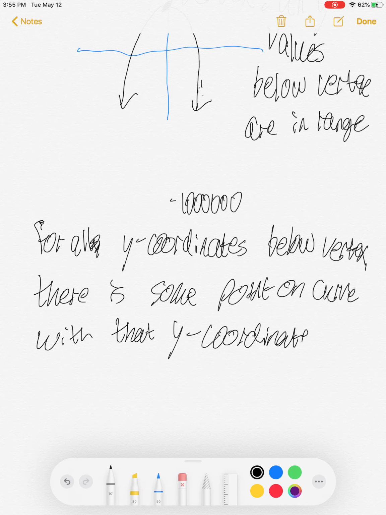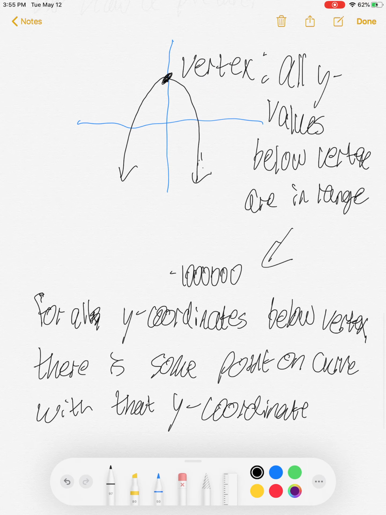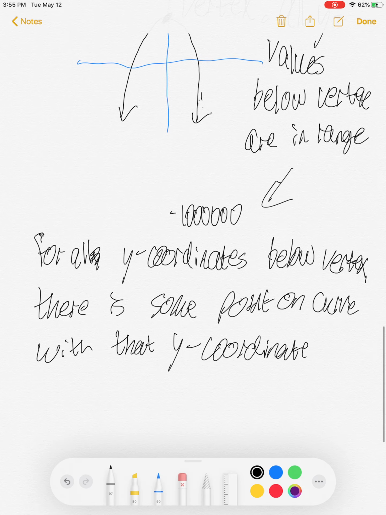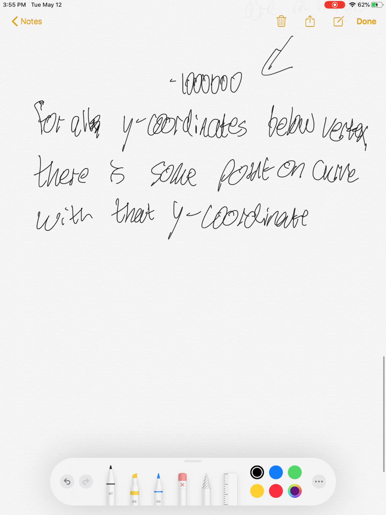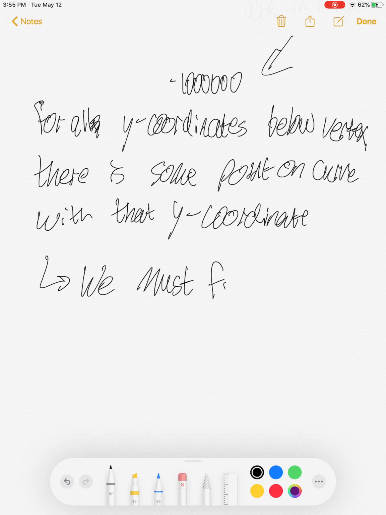So that is how we know that all the y values below the vertex are in the range. So what we need to do is find the vertex. So we need to find that upper bound. So we must find the vertex.